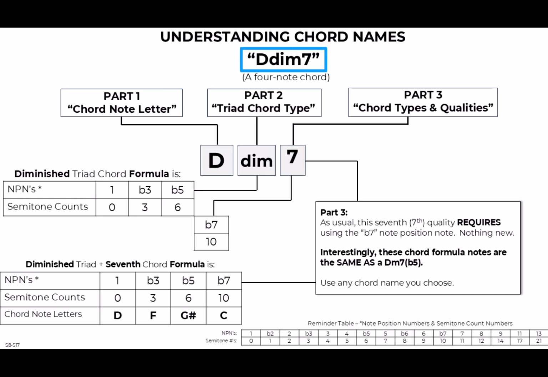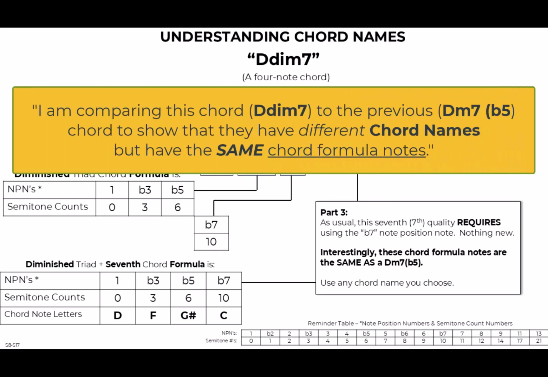In this example, that of a D diminished 7th chord, I'm showing this to illustrate that it is possible to have the same chord notes, but to have two different chord names. And if we compare this D diminished 7th chord to the previous slide of the D minor 7th flat 5 chord, we'll see that both of these chords, despite having two different names, actually have the same note letters to make the chord.